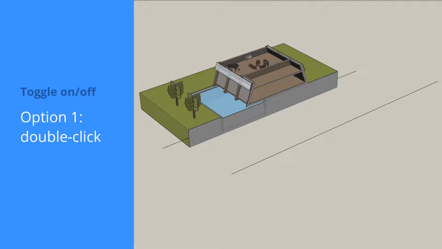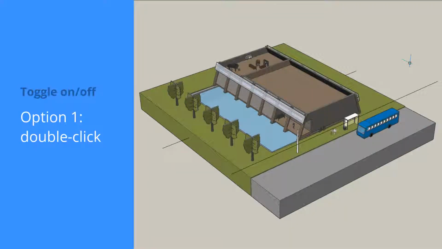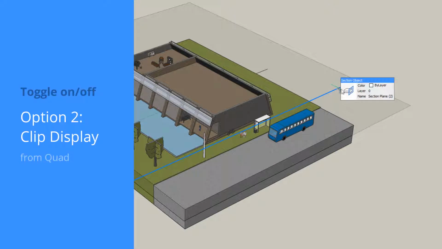A section can be toggled on and off by double left-clicking its handle, or by highlighting the section plane and using Clip Display from the quad.